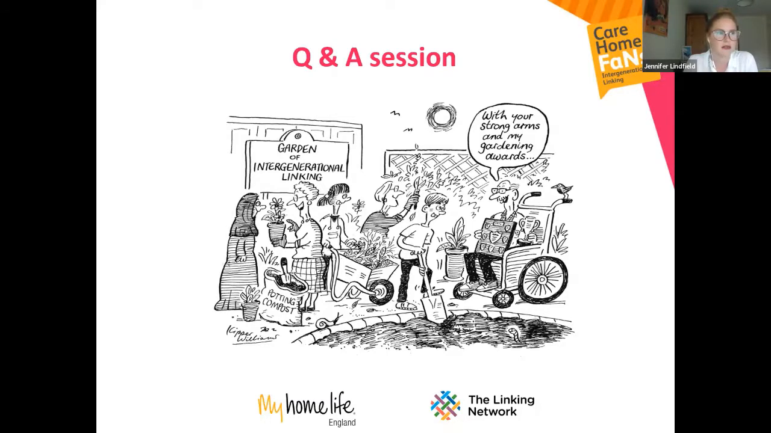I see one from Liz just saying, can you just clarify, is it 10 care homes, 10 schools and 10 youth groups? No, Liz, it's 10 care homes and 10 schools or 10 youth groups. So only 10 care homes, but it's up to you whether you choose to connect with 10 schools or 10 youth groups. That's completely up to you, or a mix of both, schools and youth groups.